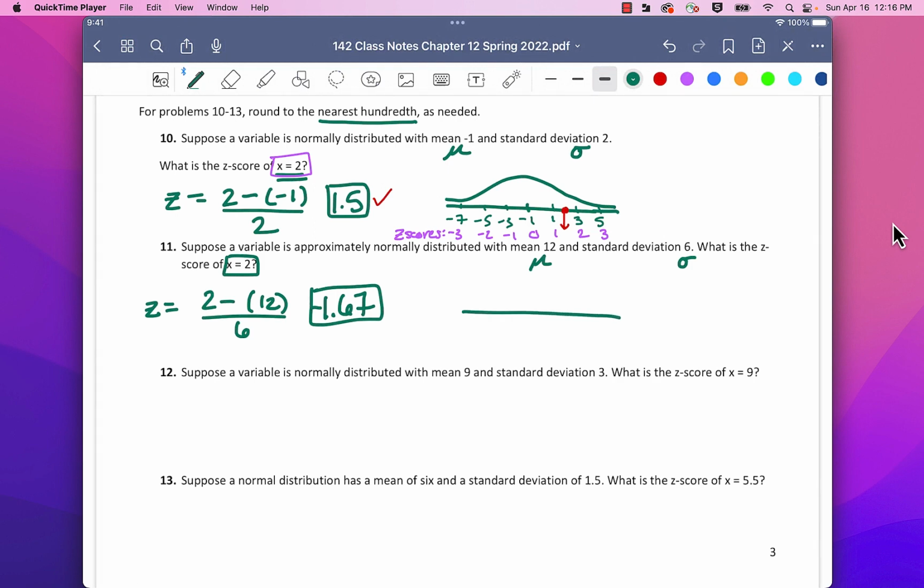So again, I'm not going to draw all of the curve this time, but I'm just going to think about where this value is that I'm looking for, x equals 2. So if the mean was 12, then the data point x equals 2 is somewhere along this side. So just to shorten up and be a little bit more efficient, I'm not going to worry about the numbers over here because those are not part of this problem.